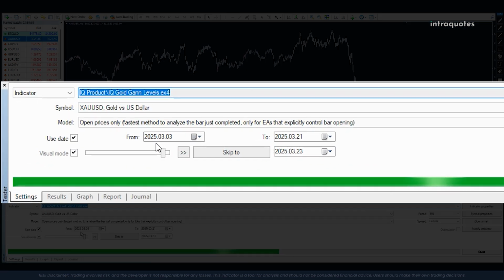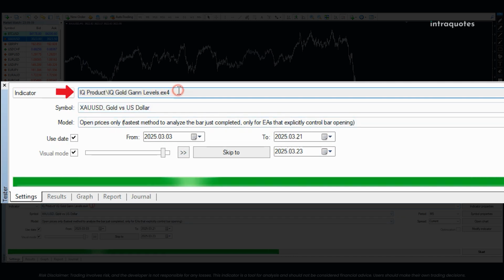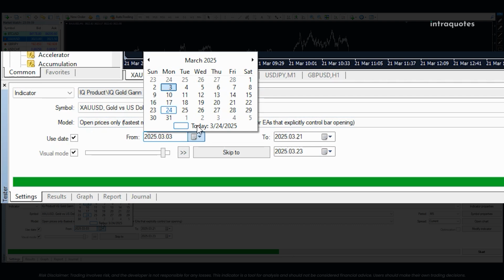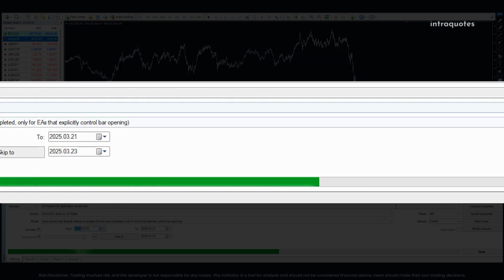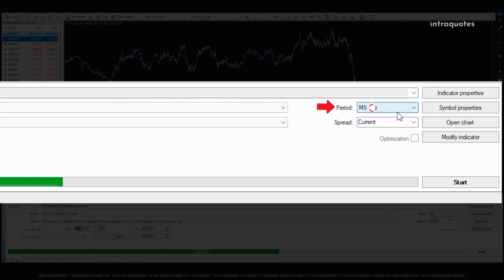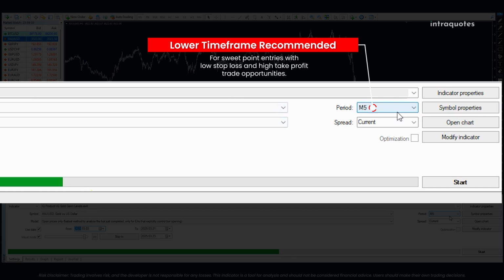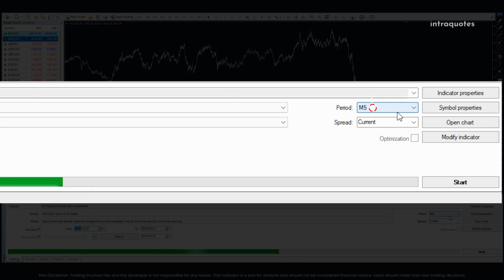Let's open the strategy tester. I have set it up already. The IQ Gold Gann Levels is already selected along with the gold symbol. I have selected the open price option for a faster backtest. Also selected the date range of March 2025 here. I'll backtest in a 5-minute time frame. For scalping opportunities and sweet point entries with low stop loss, lower time frames are highly recommended.